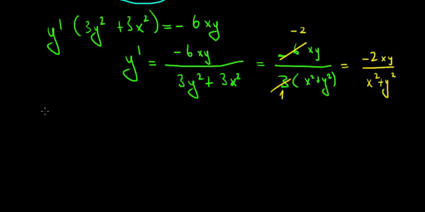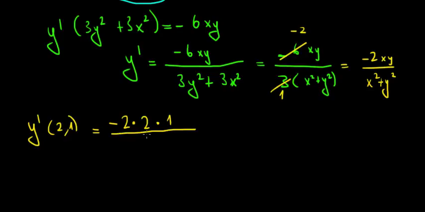The question was, what is y derivative at the point (2, 1)? Well, that's equal to just minus 2 times, instead of x we plug in 2, and instead of y we plug in 1, divided by x squared, that's 2 squared, plus y squared, that's just 1 squared. So the result equals just minus 4/5. And that is the final answer. We're done.